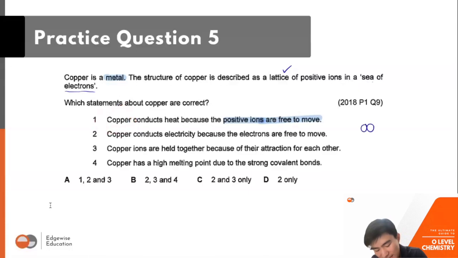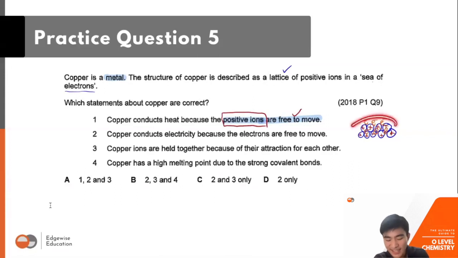So metal looks like this. Remember, metal looks like this, and they have the sea of localized electrons. So whatever I'm drawing in blue is the positive ions. Now, look at this carefully. They are saying the positive ions are free to move. Actually, are they free to move? No, they are all stuck inside this arrangement. Only the electrons can move. So actually this statement is wrong. Copper conducts heat, yes, because of the mobile electrons. They are free to move.